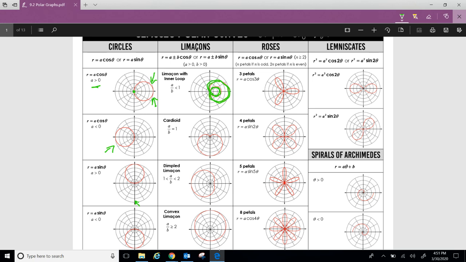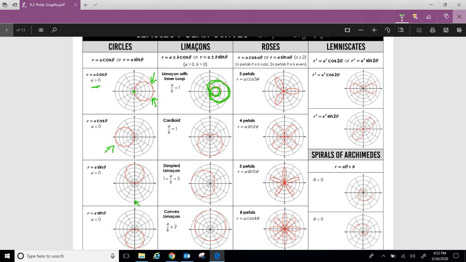A cardioid, that's the one that I think some of you called a peach, or a heart with cholesterol, I think was another favorite. And it makes kind of that pointy dip to it right there. We have a dimpled limaçon, and it's got a dent inside, but it's not pointy. It's kind of flattened out there. And then a convex limaçon is kind of like a flat tire. It's not extremely flat, but it's flat. It doesn't make a full circle.